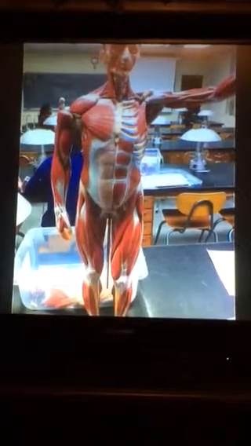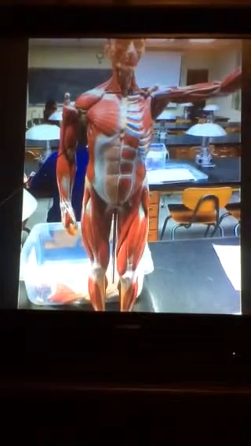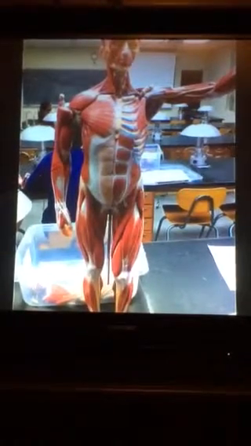Some of these shoulder muscles you see here, you will see the deltoid, the biceps brachii, the triceps brachii. Those would be the flexors. And that is it for the muscles of the body.